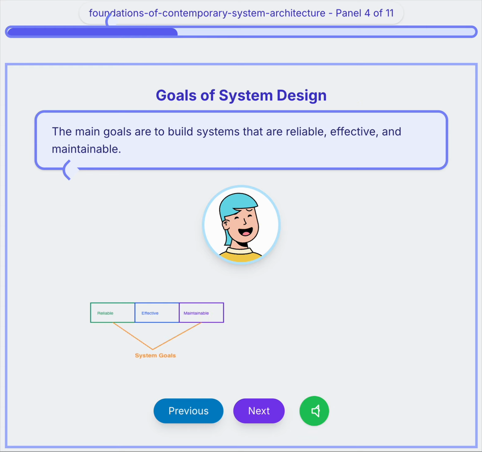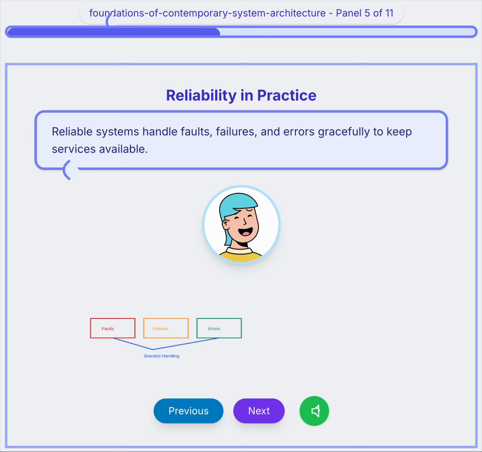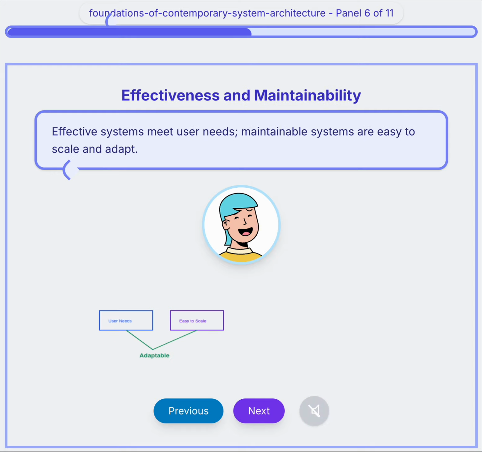The main goals are to build systems that are reliable, effective, and maintainable. Reliable systems handle faults, failures, and errors gracefully to keep services available. Effective systems meet user needs. Maintainable systems are easy to scale and adapt.